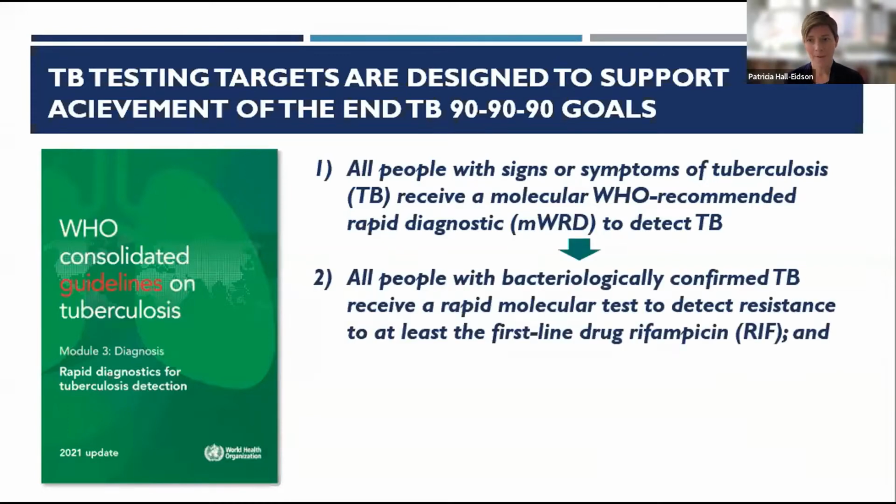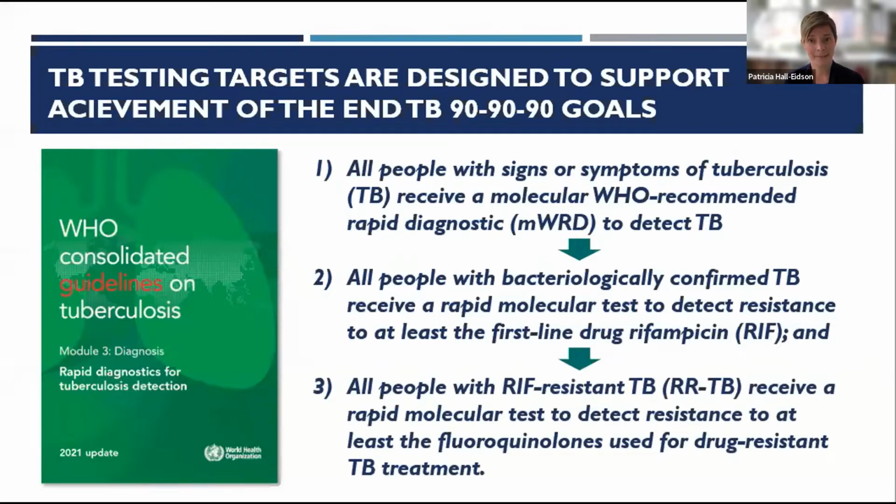Then all people with bacteriologically confirmed TB should receive a rapid molecular test to detect resistance to at least the first-line anti-TB drug, rifampicin. And this is, Anafi was speaking to this at the beginning of our webinar today. And lastly, all people with rifampicin-resistant TB receive a molecular test to detect resistance to at least the fluoroquinolones, which is a class or a group of drugs that are used particularly to treat drug-resistant TB.